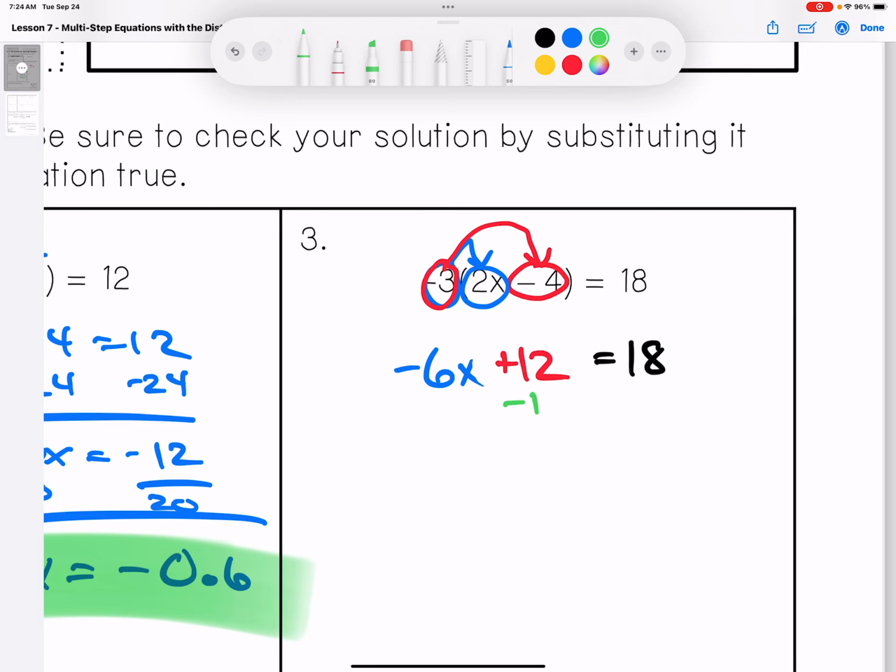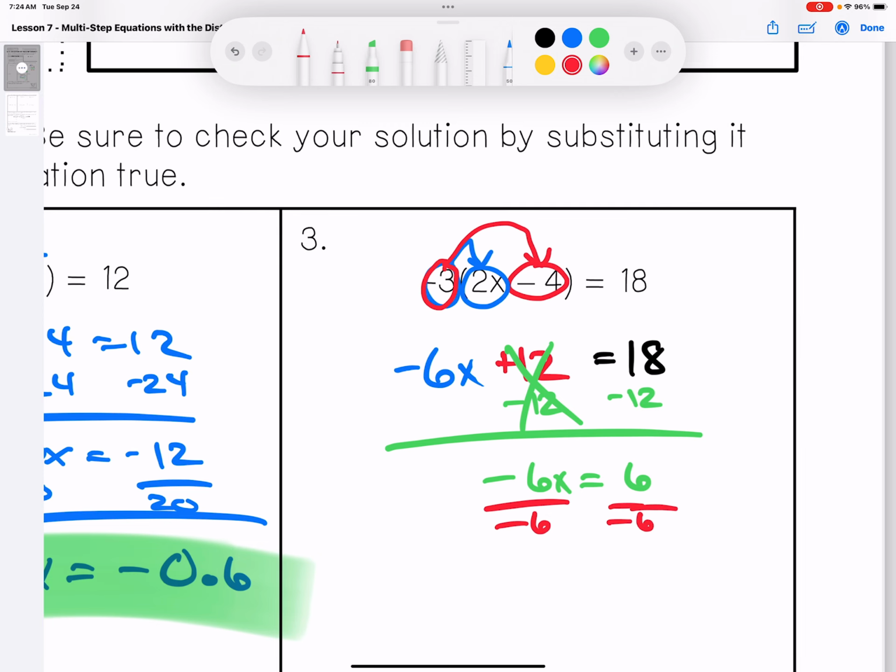Next step, subtract 12. Undo the addition or subtraction first. You're left with negative 6x equals 6. Next step, divide by negative 6. Why negative 6? Why divide? Because it is negative 6 times x. What is the opposite of that? That is division. Negative sign needs to go with it. Those go away. I'm left with x equals negative 1.